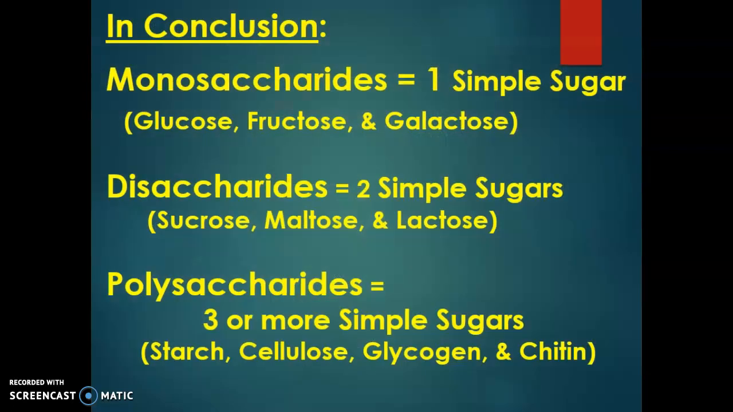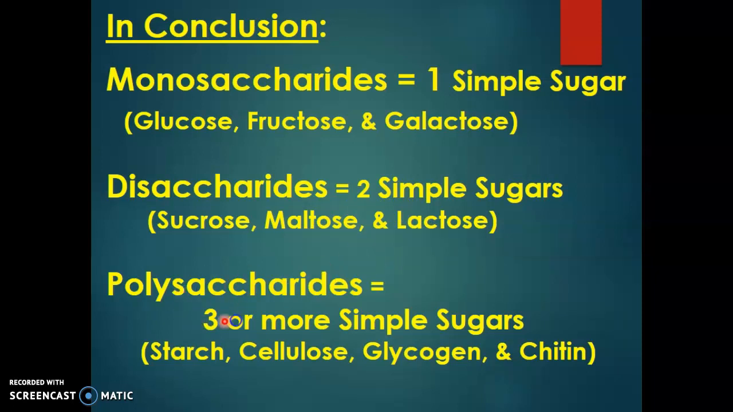So, in conclusion, we have monosaccharides, disaccharides, and polysaccharides as examples of carbohydrates. The monosaccharides are literally the building blocks of all the larger saccharides. Our examples of monosaccharides were glucose, fructose, and galactose. Disaccharides, when you combine two simple sugars together, our examples were sucrose, maltose, and lactose. Sucrose was glucose and fructose added together. Maltose was two glucoses. Lactose was glucose and galactose combined.